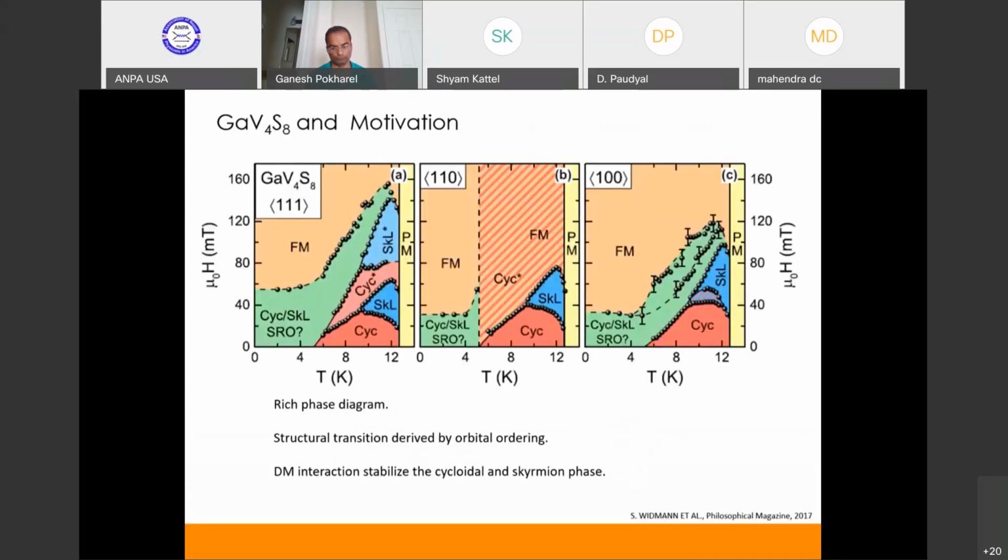GaV4S8 is attracting attention these days because of its rich phase diagram. Although the material has non-chiral polar crystals, it exhibits a skyrmion structure, which was theoretically predicted a long time ago, although it took some time to observe experimentally the skyrmion lattice in a non-chiral structure. You can see in the slide that this material hosts multiple magnetic ground states, including Néel type skyrmion, cycloidal ground state, and conventional ferromagnetic ground state.